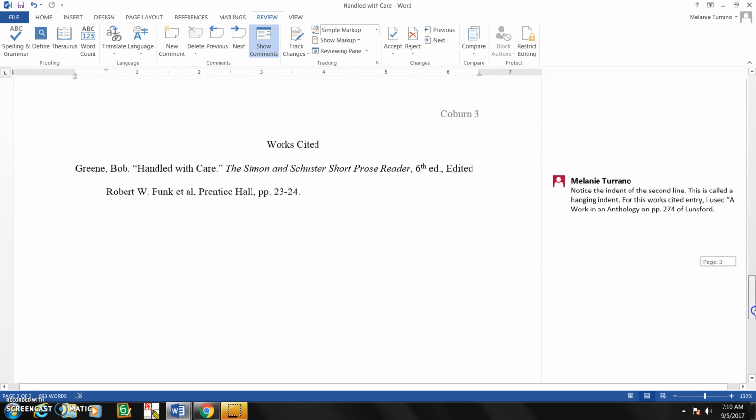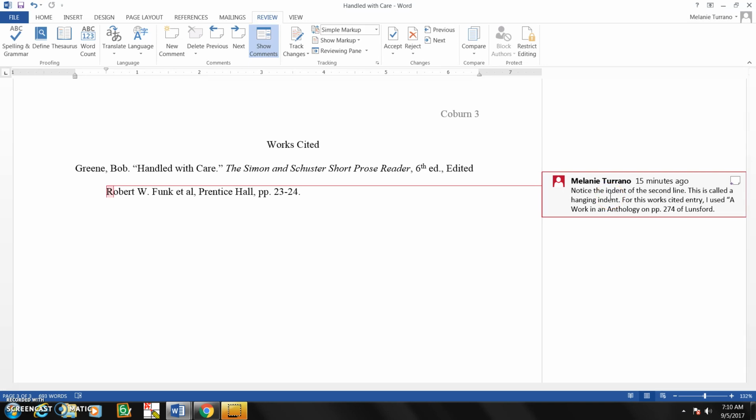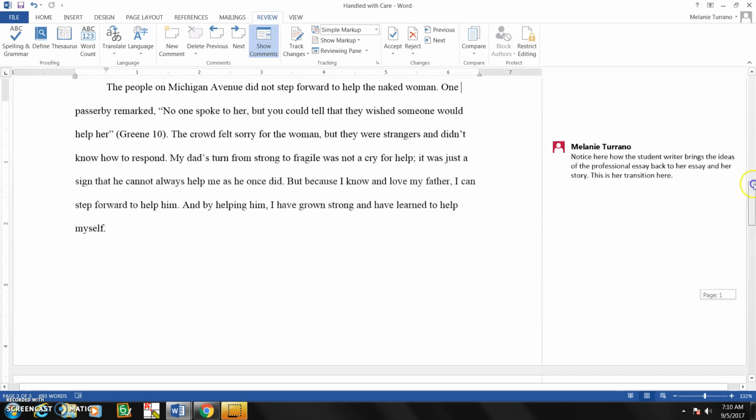Here is her works cited page. This refers to the Handled with Care essay that she quoted. You'll have to have one of these too. I want you to notice that the second line is indented. That's called a hanging indent. And I got this particular works cited information that I put together myself based on our Easy Rider by Lunford book from page 274. A work in an anthology. We have several works inside of one textbook.